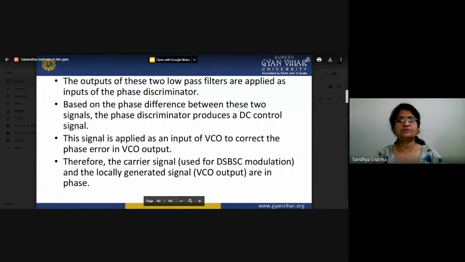We can see here the outputs of these low pass filters are applied as input of the phase discriminator, based on the phase difference between these two signals. The phase discriminator produces a DC control signal. So this is the basic application of our devices.